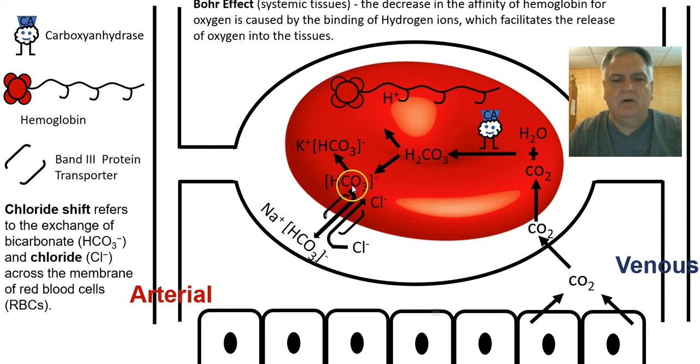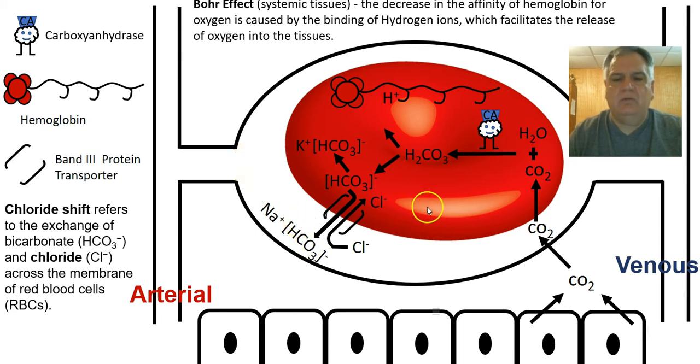The remaining bicarbonate ions are transported out of the red blood cell, where they combine with sodium ions to form sodium bicarbonate. And the sodium bicarbonate is transported in the plasma. That's our third method of transport.